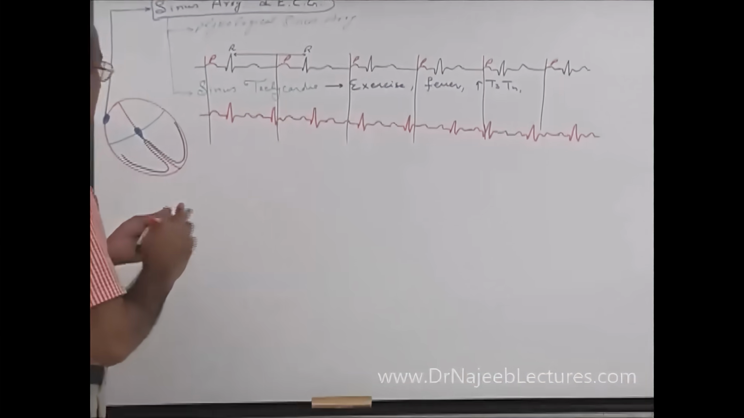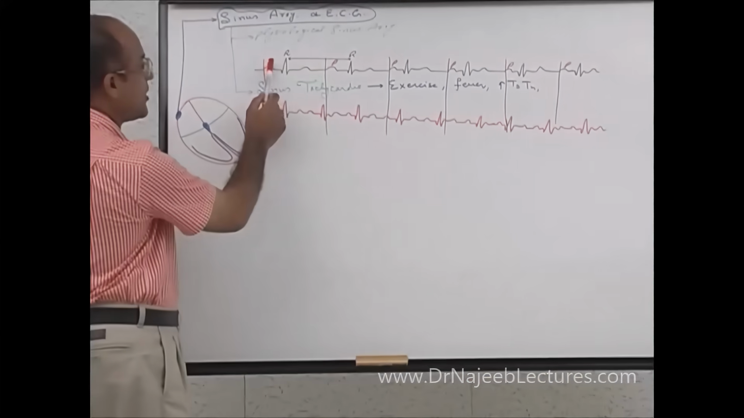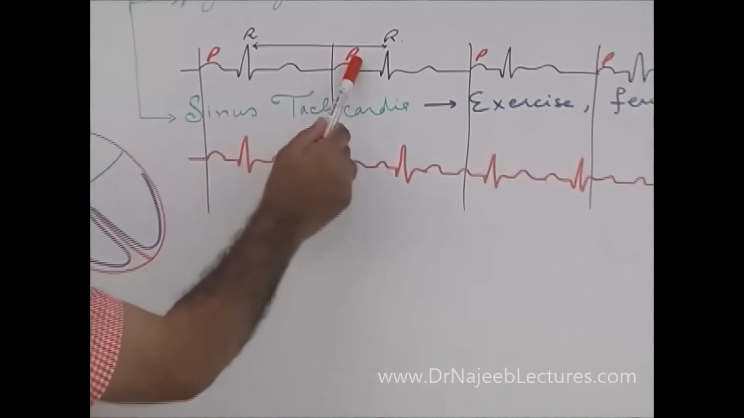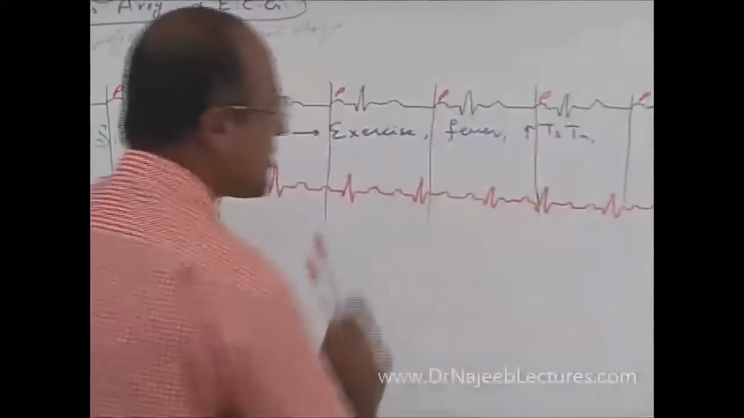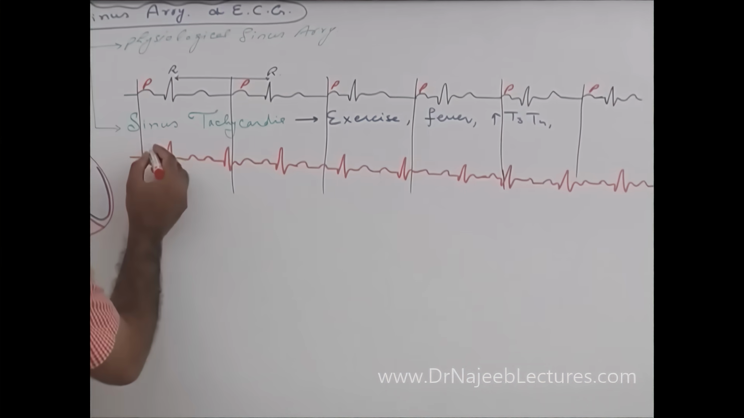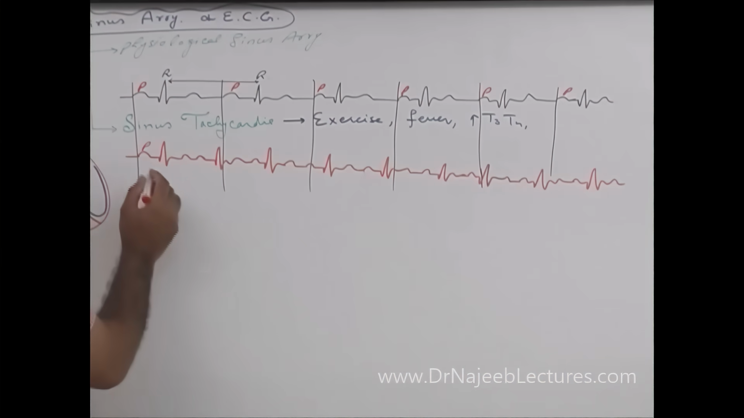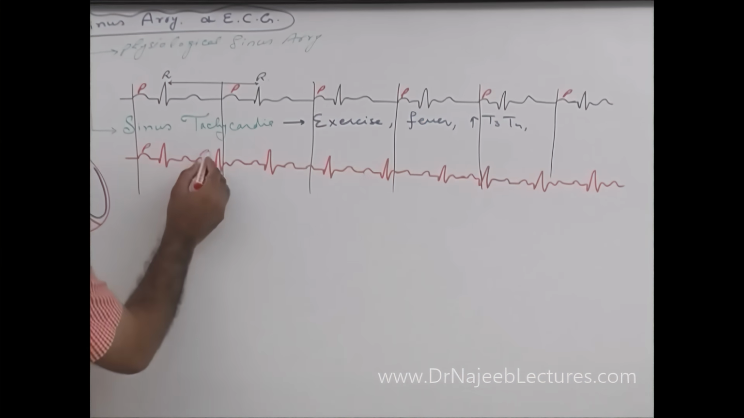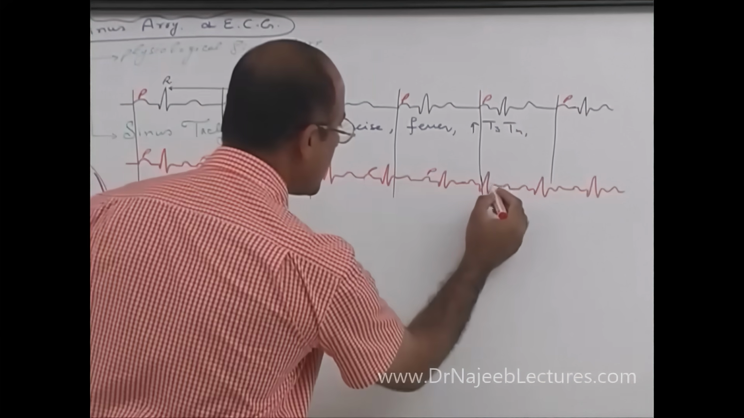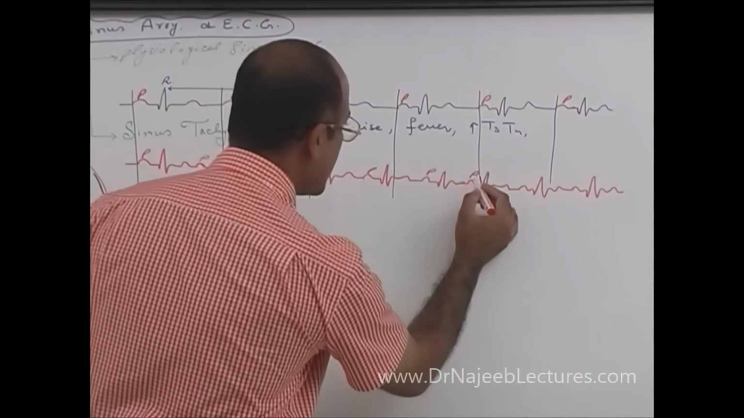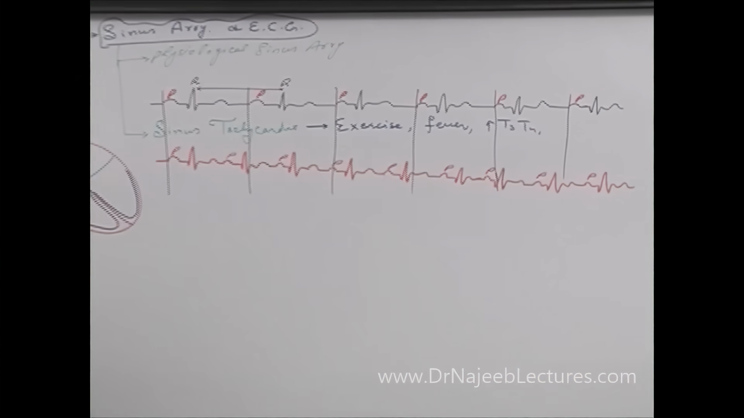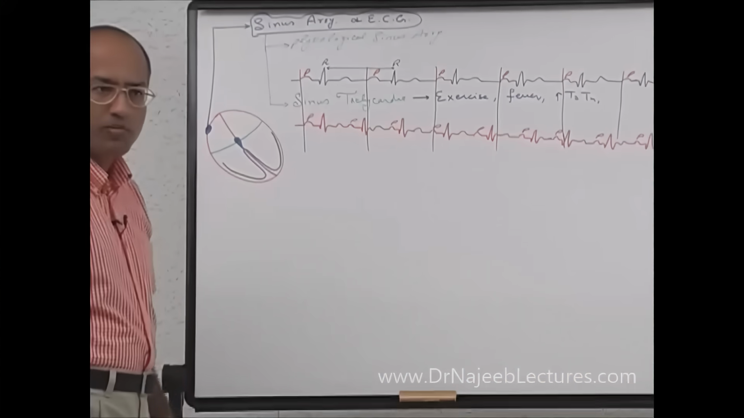As you can see here, when the heart rate was normal, in this given time there were 1, 2, 3, 4, 5, 6 sinus activities. But if you look at this situation where there is sinus tachycardia, we find 1, 2, 3, 4, 5, 6, 7, 8 and 9 P waves, of course followed by the QRST complexes.